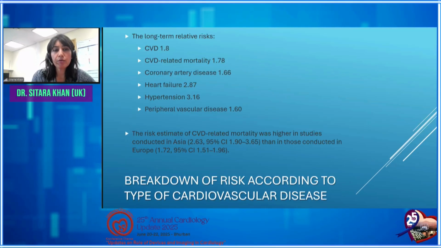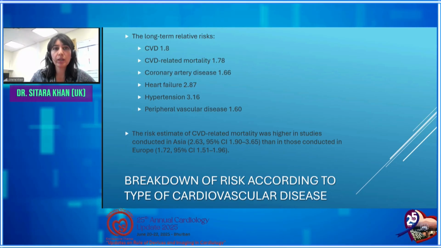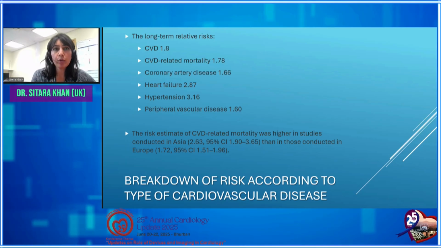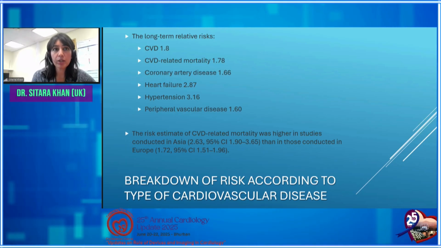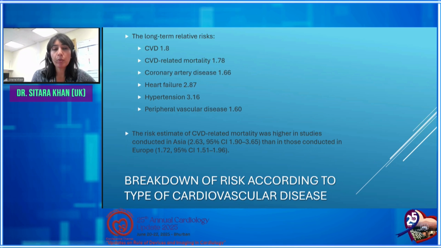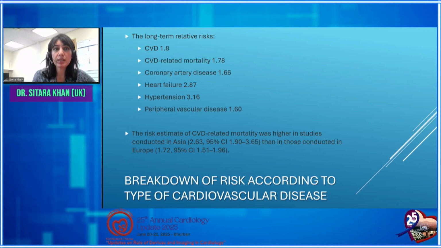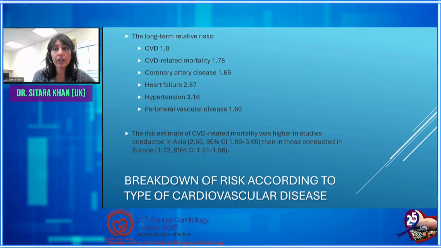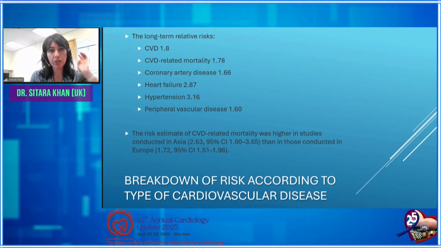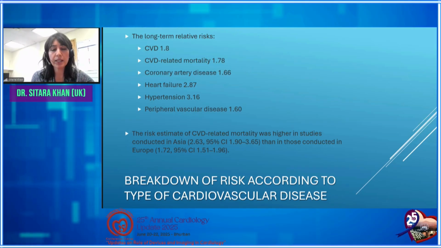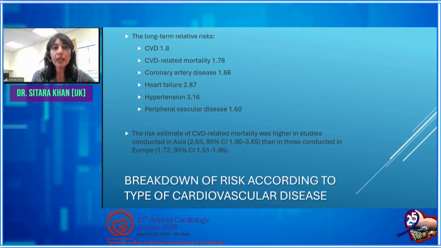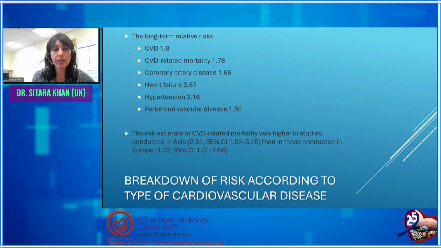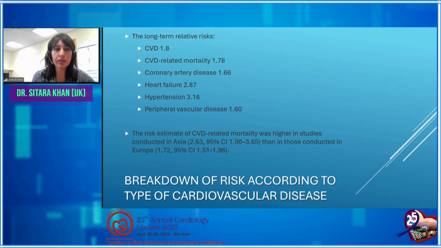So the long-term relative risks, if we just look at the breakdown according to the type of cardiovascular disease from this very large meta-analysis. So 1.8 for cardiovascular disease, similar 1.8 for mortality related to cardiovascular disease, 1.7 for coronary artery disease, nearly 3 for heart failure, just above 3 for hypertension, and 1.6 for peripheral vascular disease. And an interesting point, the risk estimate of cardiovascular disease-related mortality was higher in studies conducted in Asia than in those conducted in Europe.